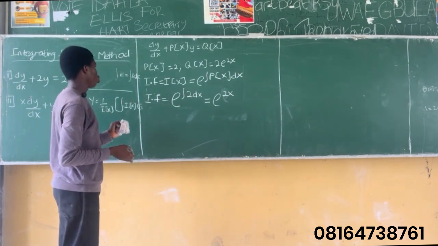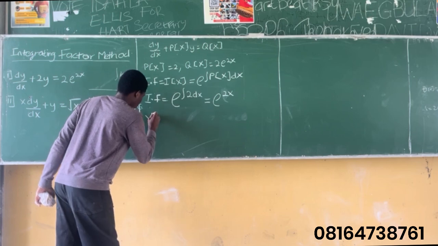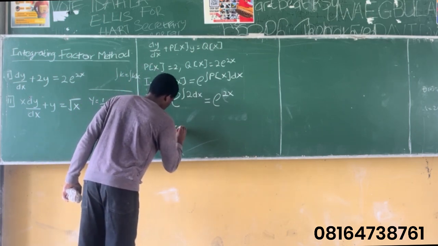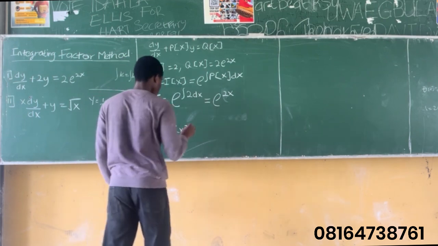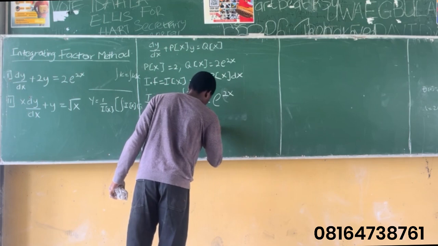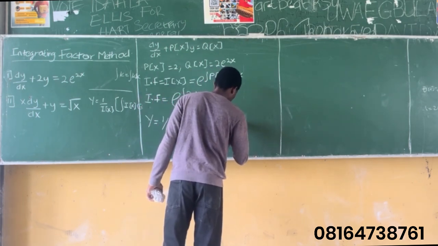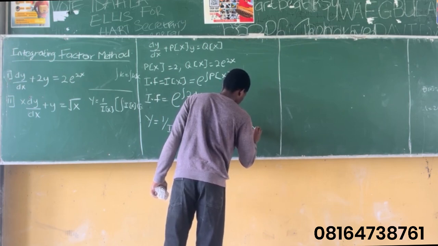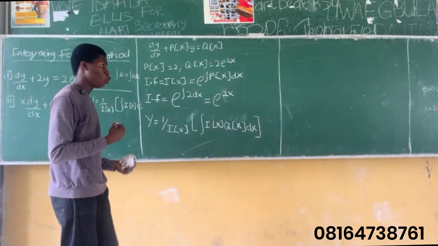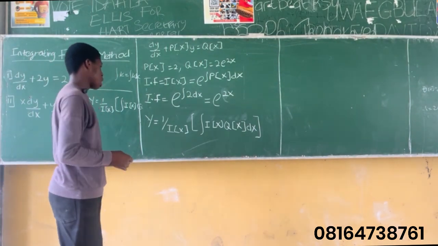So now we are going to be plugging it into this formula. So let's write it out. This is the formula: y is equal to 1 over I of x, all in brackets, integral of I of x, q of x, dx. So this is more of a shortcut formula that people use to work through integrating factor problems.